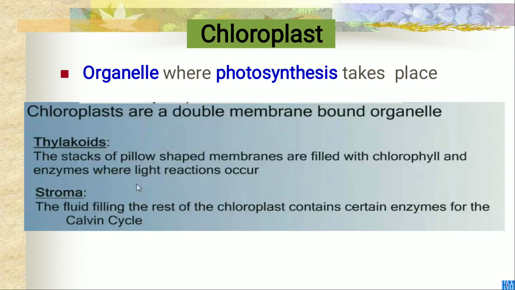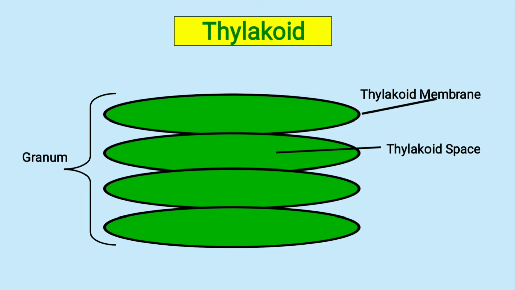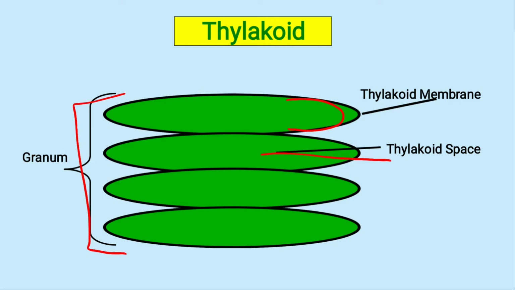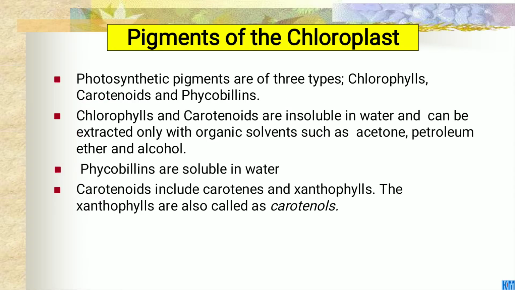These two are the organelles present in the chloroplast. Then you see briefly the thylakoid structure. This is the thylakoid membrane. This is the thylakoid space, and this stalk of the thylakoid is called the granum. Okay, thylakoids have a pillow-stalk-like shape, the membranes are filled with chlorophyll and enzymes where the light reaction occurs. Okay, then pigments of the chloroplast.